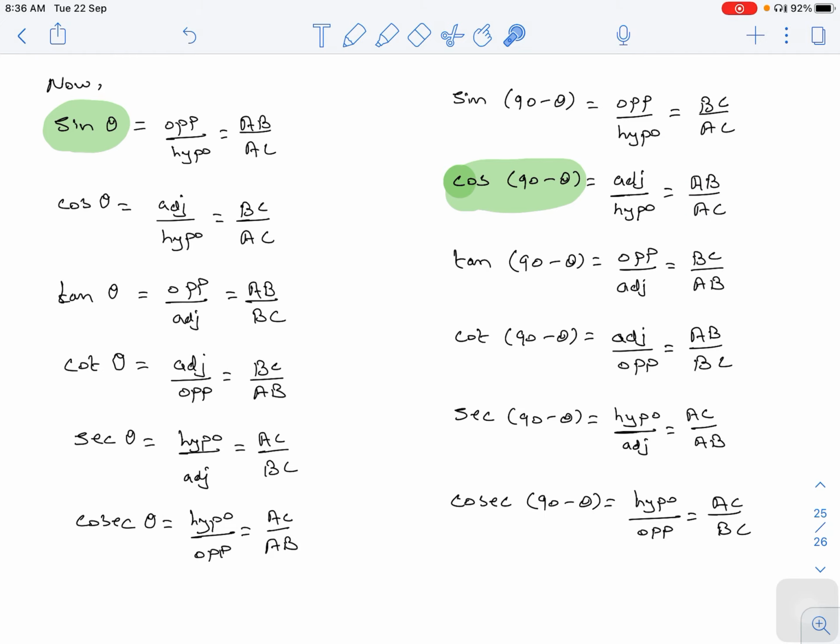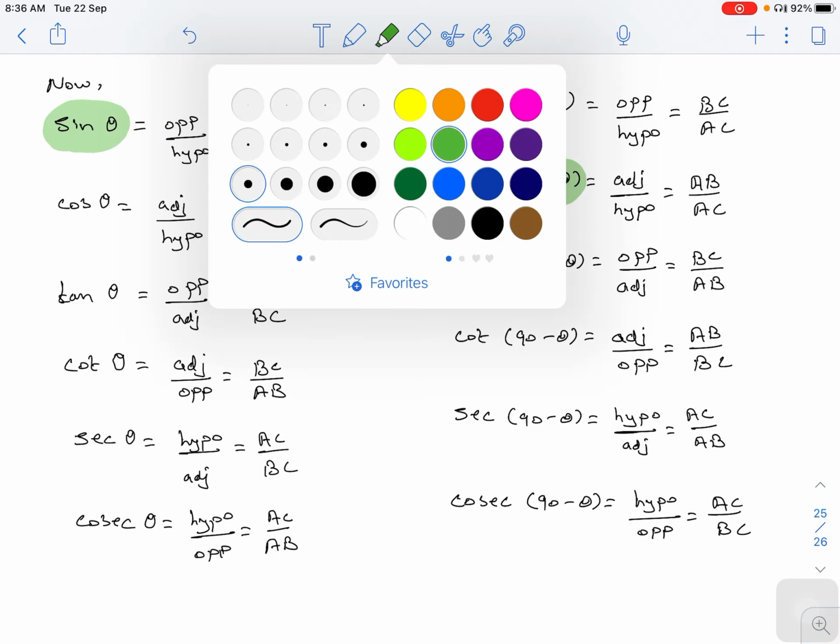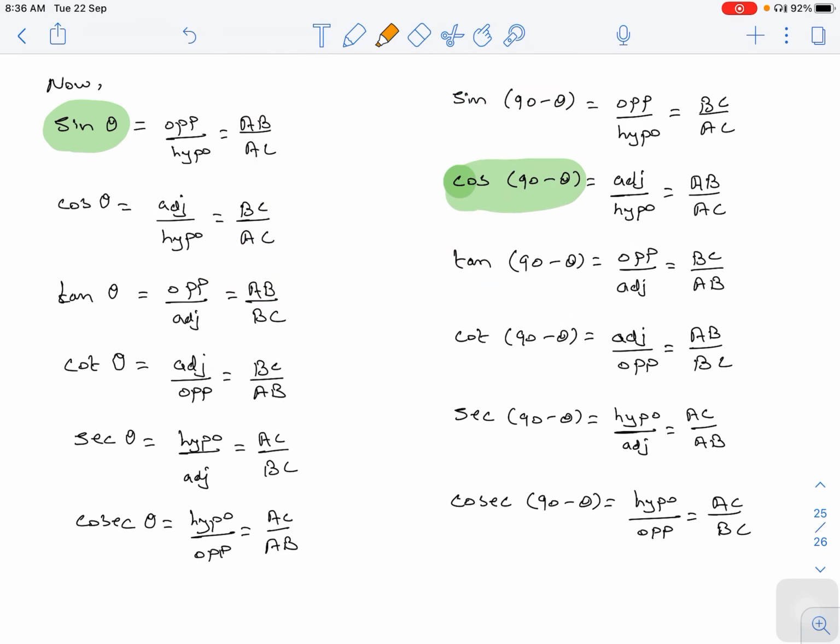Okay, then next let us see. Now cos theta and sine 90 minus theta. Now what is the value of cos theta? BC upon AC, and sine 90 minus theta is also BC upon AC. So we can say that cos theta is equal to sine 90 minus theta. Why? Because their ratios are already equal. Now let us see the next one.